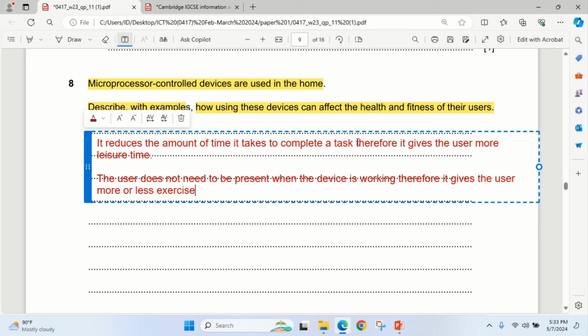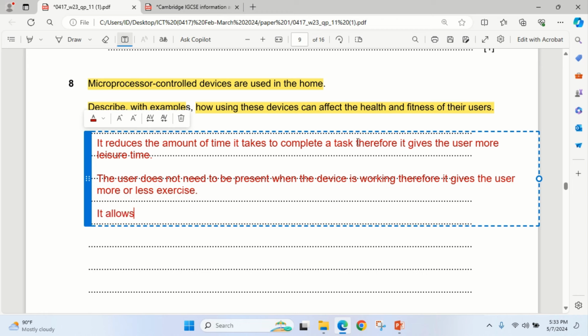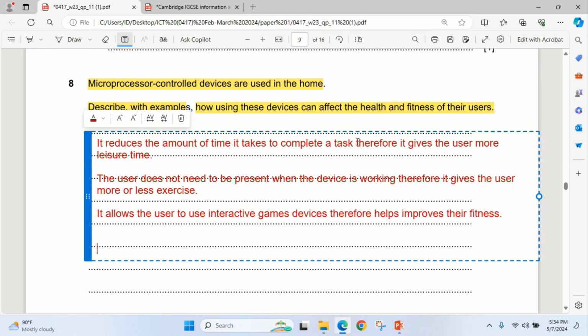Then the next one is that it allows the user to use interactive games devices, therefore helps improve their fitness. Okay, good. Then the next one, when the device does all the work, then what happens? Then it makes the user lazy.